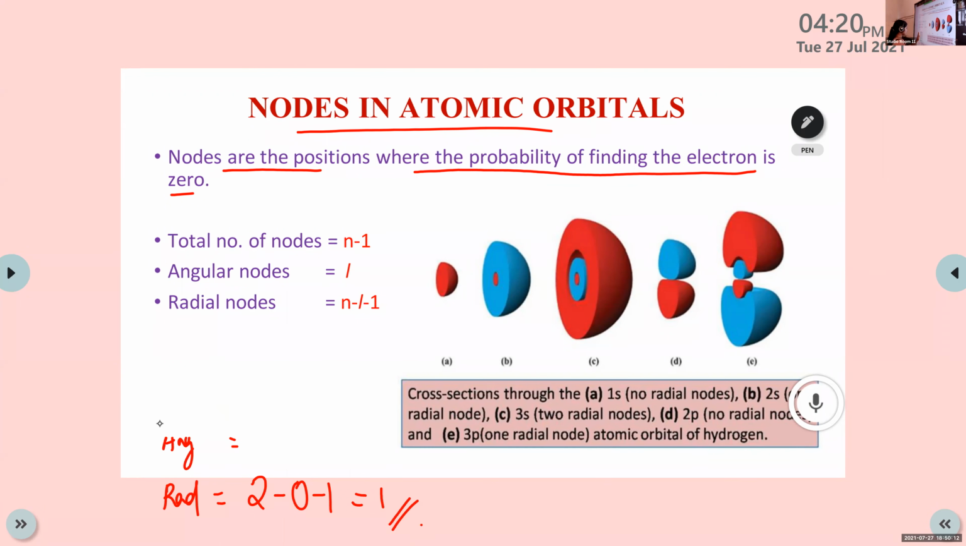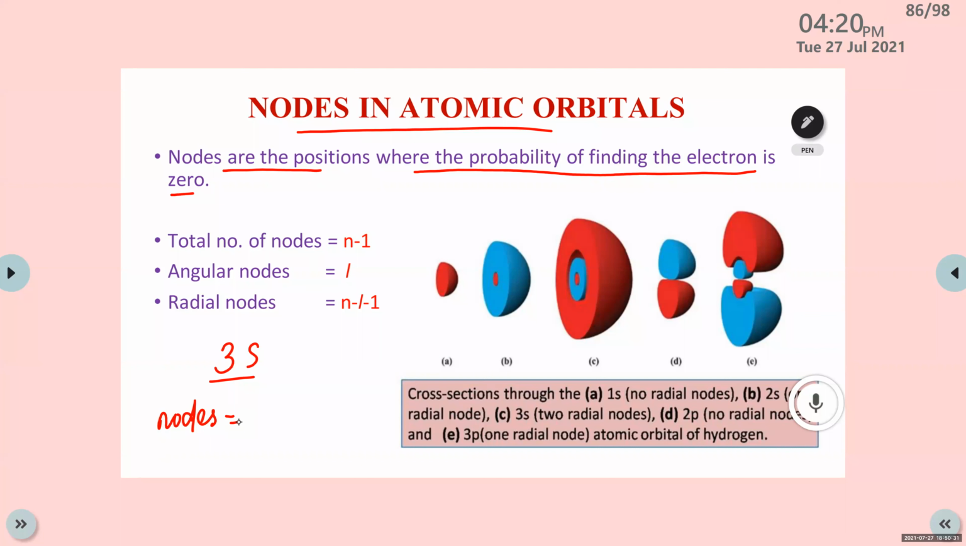Okay, then we can do 3s. Children, switch on your videos. Nimida, can you tell me the number of nodes? Yeah, 3 minus 1, that is 2. Then angular nodes. Here also it is the s subshell. Alan Joshi, can you tell me? So what about the angular nodes?